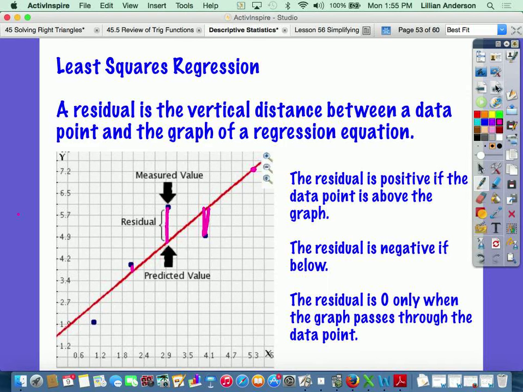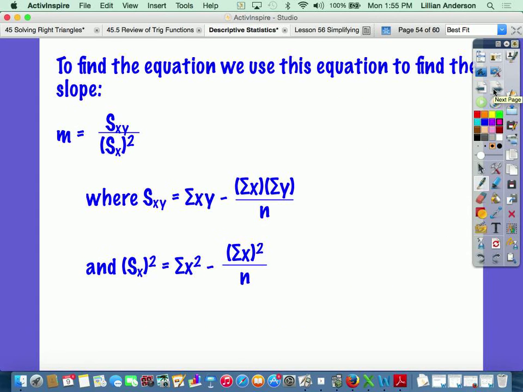Now, this all comes into play when you're trying to find the equation for your slope. This is the formula to find the slope of your regression line. The slope of that line is capital S sub xy over capital S sub x squared. And then you have what S sub xy and S sub x squared represent.